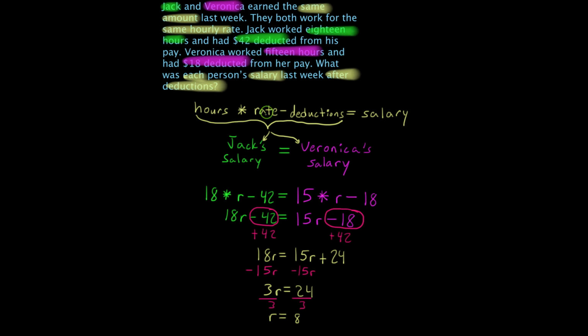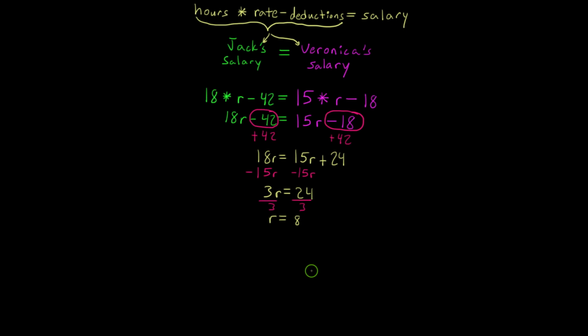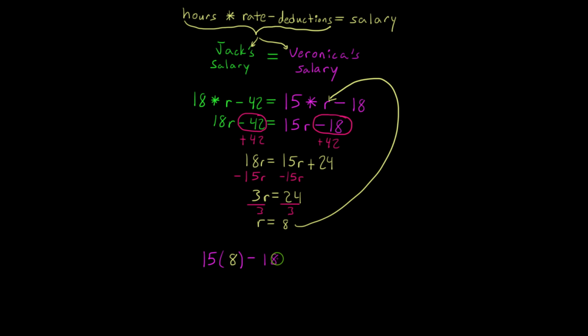R represents the rate. We need to find the salary. So I should be able to take 8 and substitute it in for R using Jack's salary information or Veronica's salary information. So I need a little bit more room on the screen. All right, so from here I'm going to take 8 and substitute it in for R using Veronica's salary. So I have 15 times 8. I'm going to close those parentheses, minus 18.